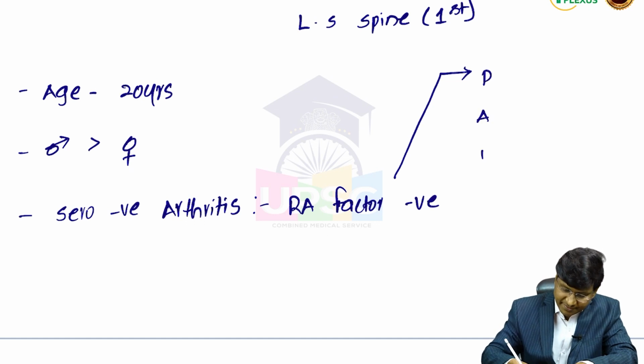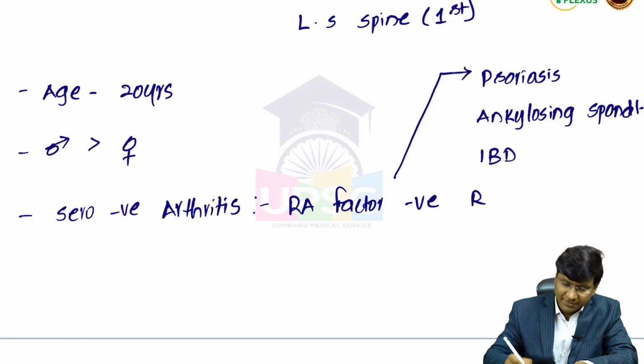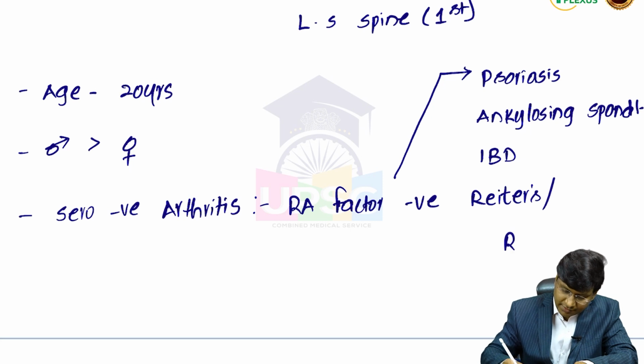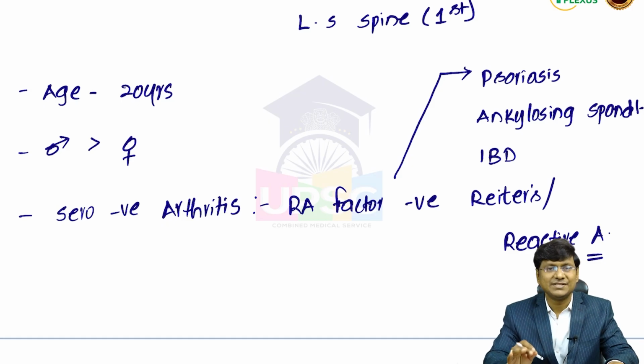The mnemonic is, please remember this mnemonic, that is PAIR. The letter P stands for psoriasis. The letter A is ankylosing spondylitis. The letter I is inflammatory bowel disease. The letter R is Reiter's syndrome, or reactive arthritis. So these are all the seronegative spondyloarthropathies, right? And in this, the RA factor will be negative.